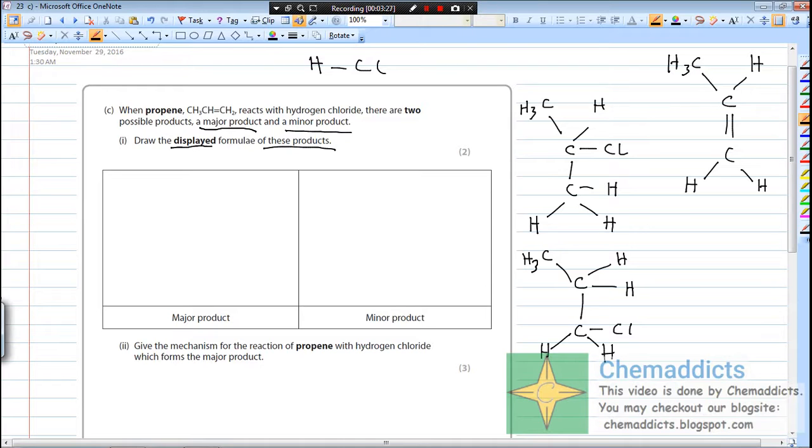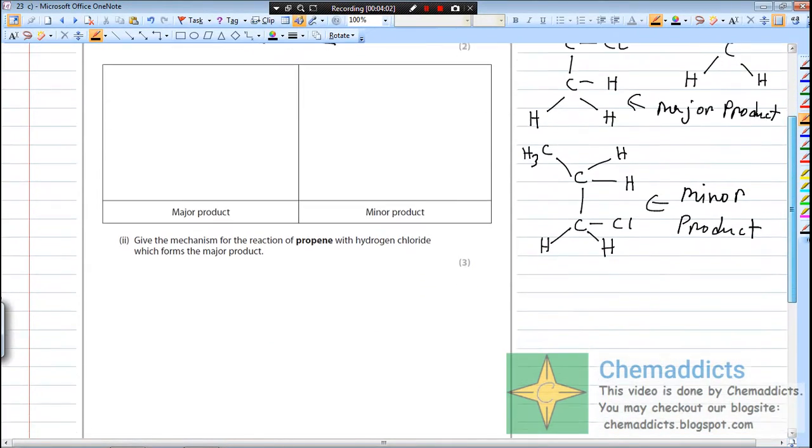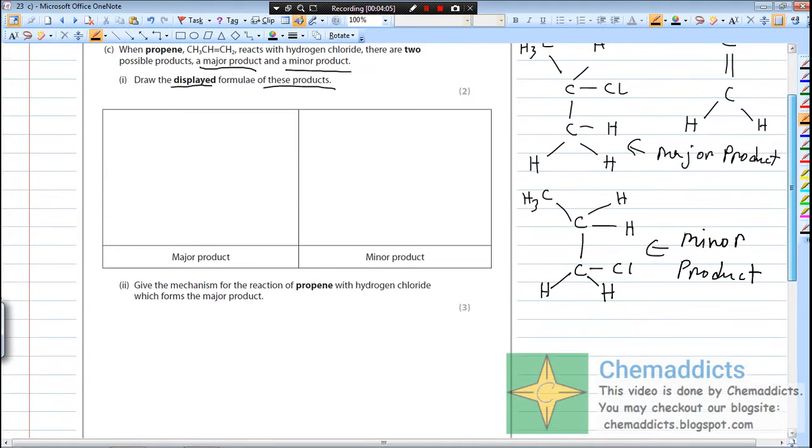Okay, fine. So now let us know which one should be the major product and which one should be the minor product. Okay, so let us have a look here. This one is the major product and this one is the minor product. Okay, so this is the minor product and this is the major product. This one will be the major product. So here let us see why.